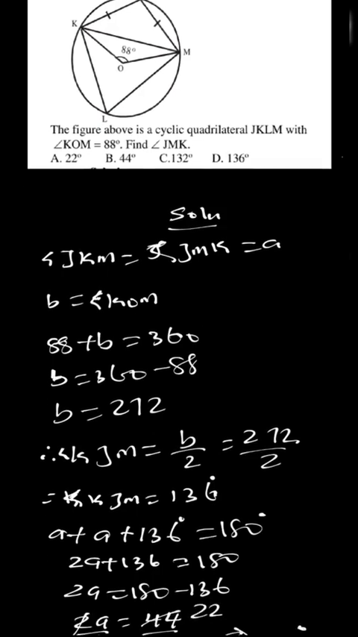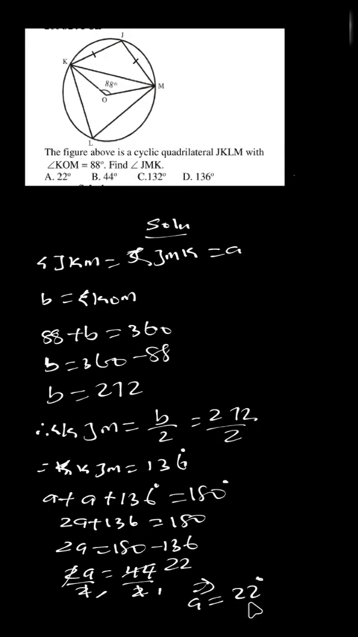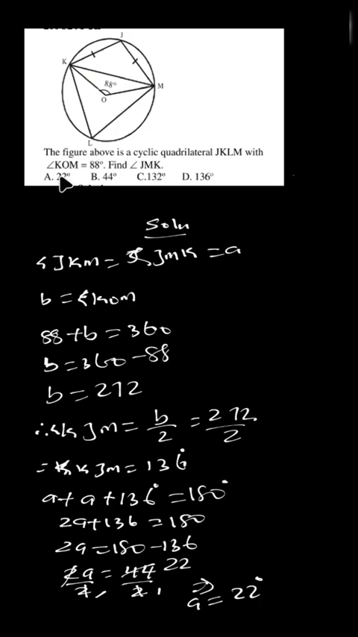Let me try to zoom in so you guys can see it. So in this place, the angle M here is equal to 22. Since we said this angle here and this angle here are equal, angle M here is equal to 22, and angle K here is equal to 22. So therefore, our angle JMK is equal to 22 degrees. That is the solution to this question. So you can see the option is option A. That is how I solve this mathematics question.